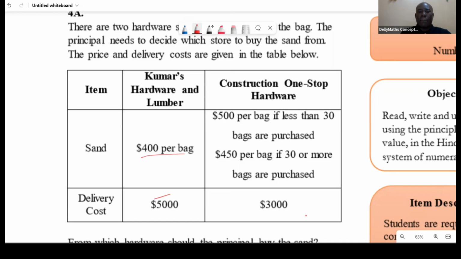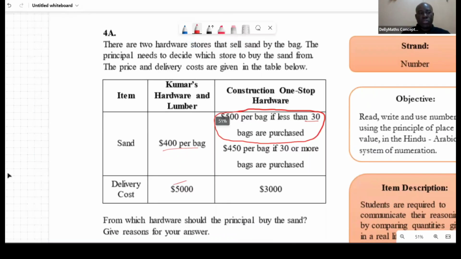Construction One-Stop Hardware will give $500 per bag if less than 30 bags are purchased, and $450 if 30 or more are purchased, and the delivery is 3,000. So what category are we in? We need 24 bags, so we're in the less than 30 category if we're going with this one. All right, so we have two things to work out here.